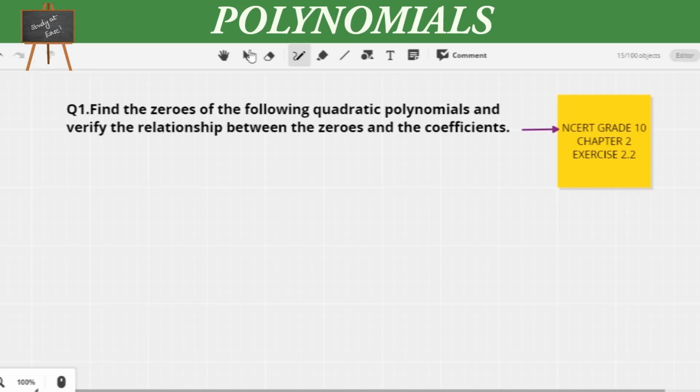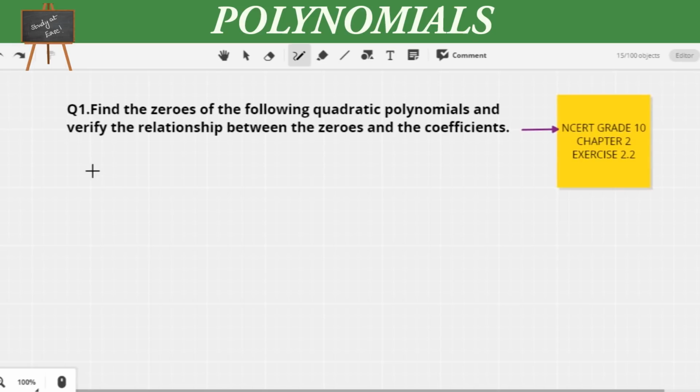Let us do the question. Find the zeros of the following quadratic polynomial and verify the relationship between the zeros and the coefficients. This question is taken from the NCERT Grade 10, Chapter 2, Exercise 2.2. Now let's see how to solve this question.